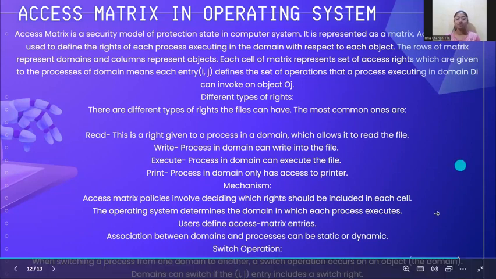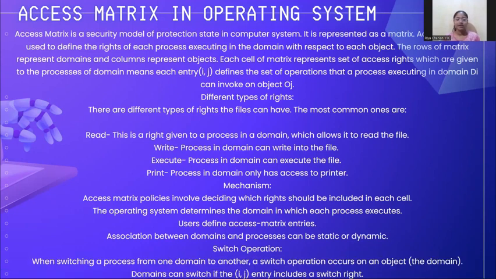Read, it is a right given to a process in a domain which allows it to read the file. Write, a process in a domain which can write into the file. Execute, a process in a domain which can execute the file. Print, a process in a domain only has access to the printer.